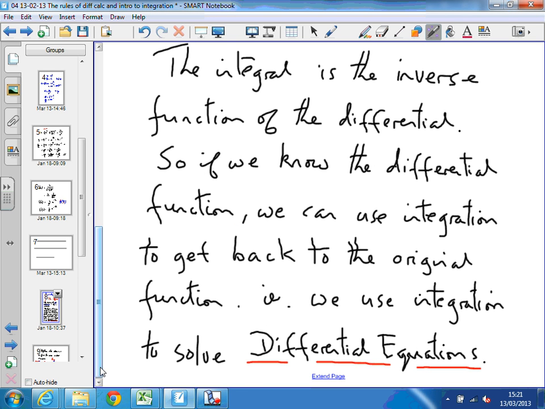So if we know the differential function, we've got an equation with a differential in it. And actually lots of the mathematics that we do in the years that follow these, like the HNC, well, not the HNC, we don't touch it on there, but on the degree program, we talk about things called differential equations, and they just involve these differentials. So part of the process of solving a differential equation involves integrating. So we use integration to undo this differential, to get back to the original function.